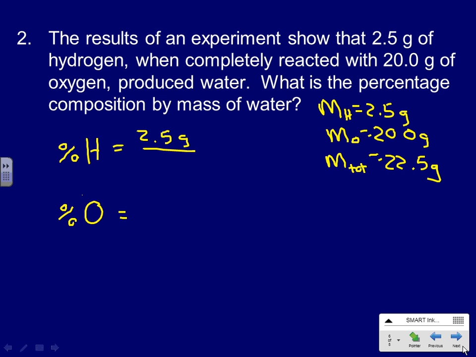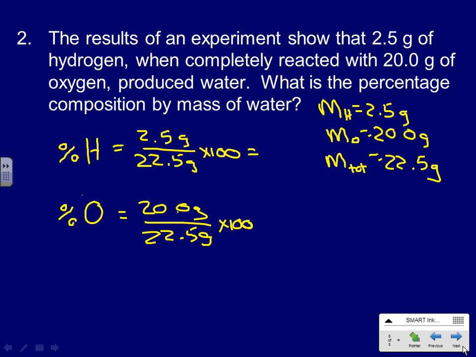You know what? No need for me to write that. It's pretty obvious. But if you do need to write that stuff out, that's a good thing. So yeah, 22.5 grams times 100. 20.0 grams over 22.5 grams times 100. And I'll take some numbers. Yep, what do you got there? 11.1, hey, this sounds familiar.